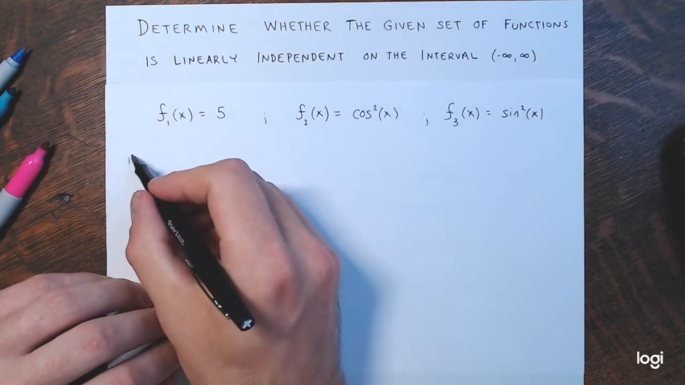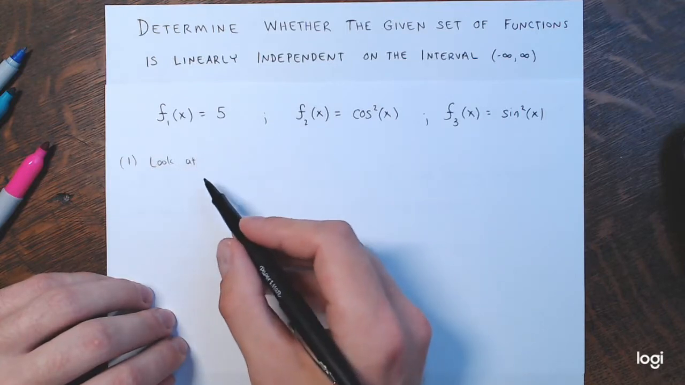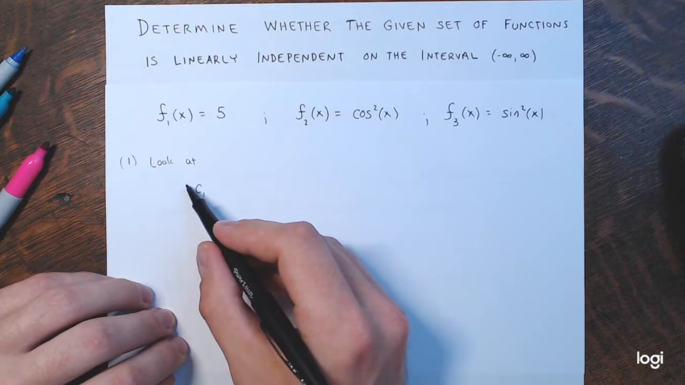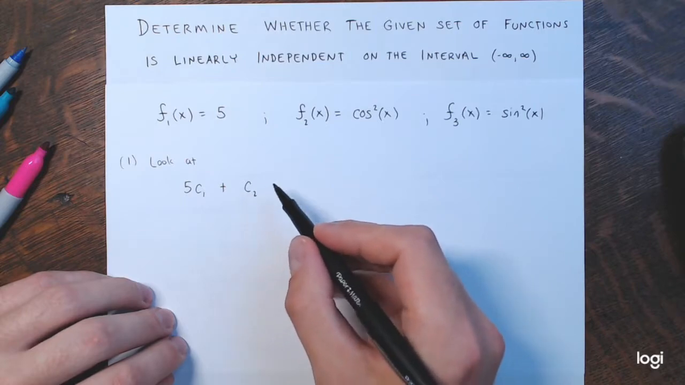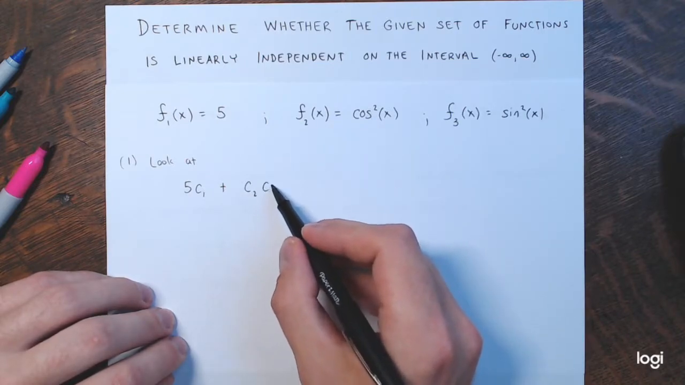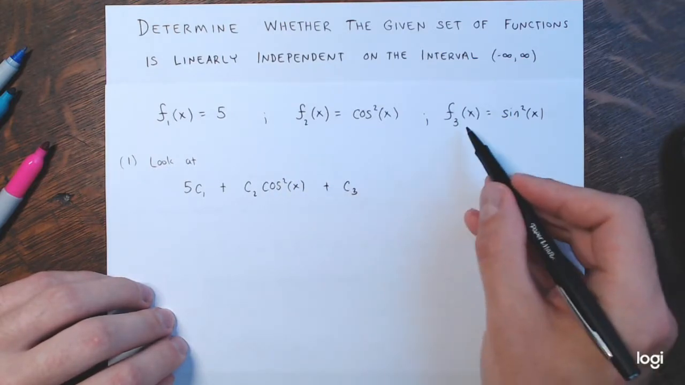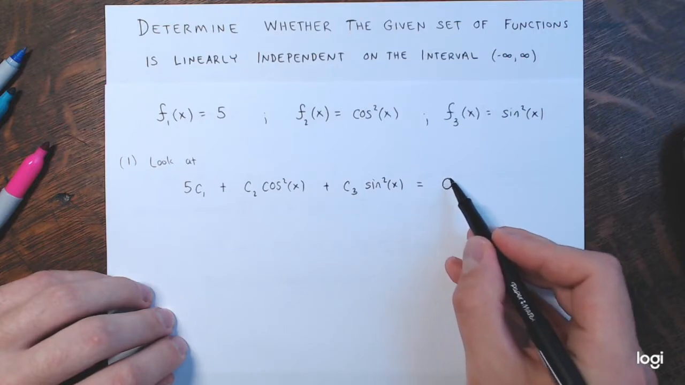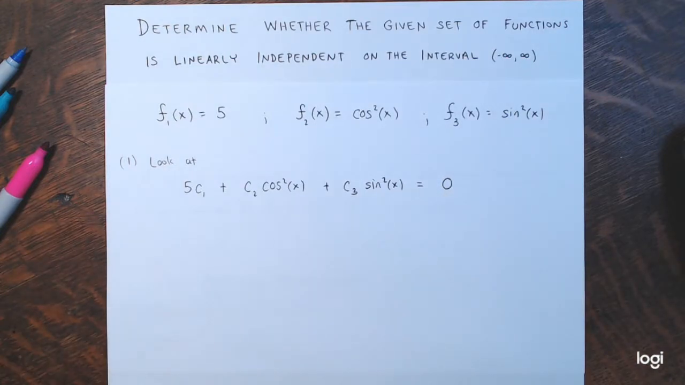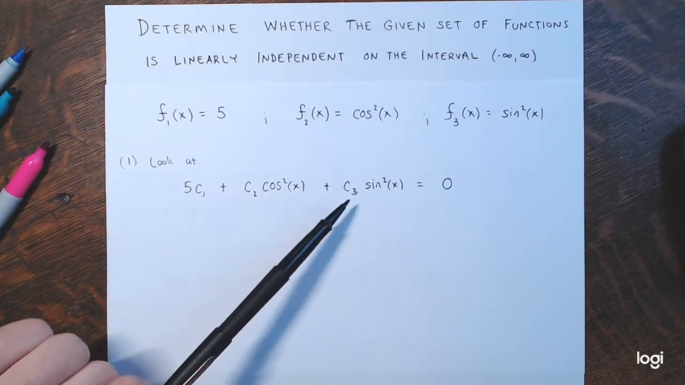So the first way to do this is to, again, look at the equation. C1 times F1, which is 5, plus some constant C2 times F2, which is cosine squared x, plus C3 times F3, sine squared x. When's this equal to 0? Are there any values of x on the real number line for which this equation will have a non-trivial solution, where C1, C2, and C3 are not all 0?